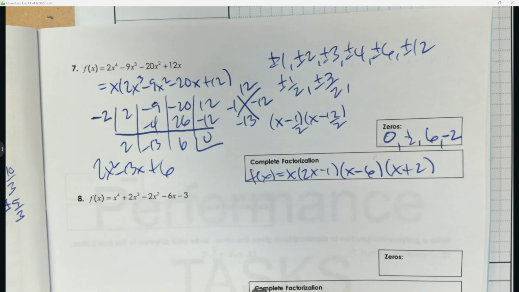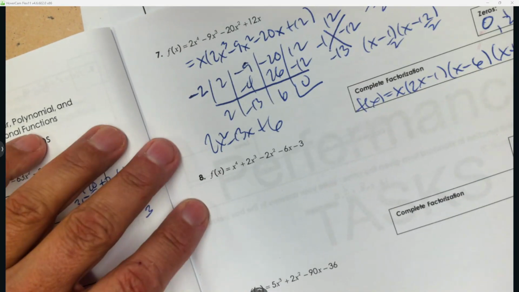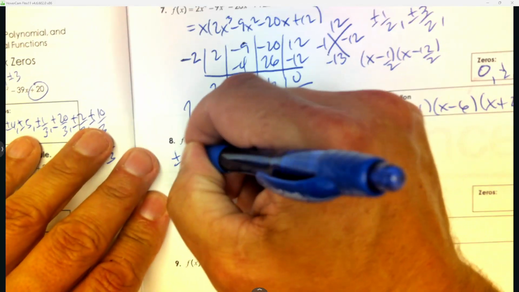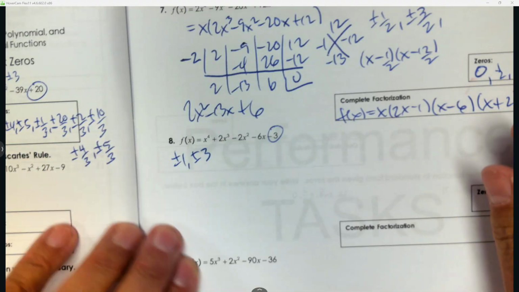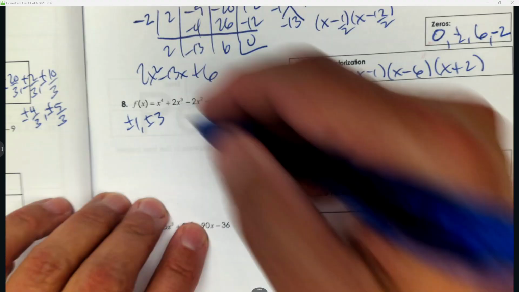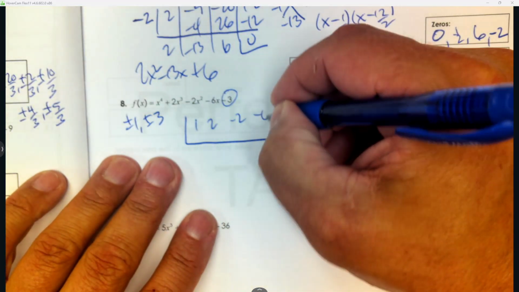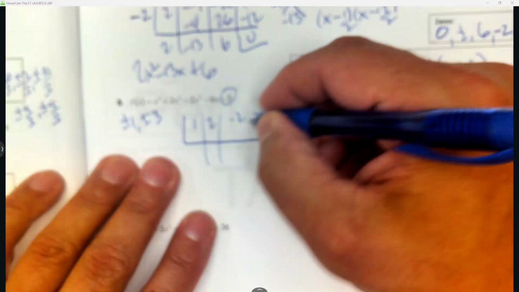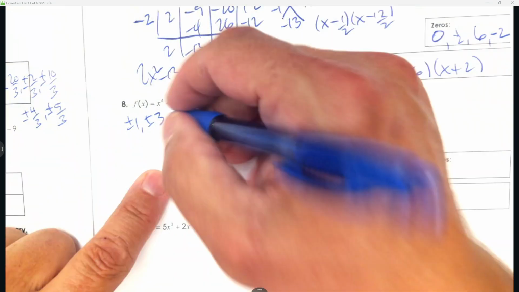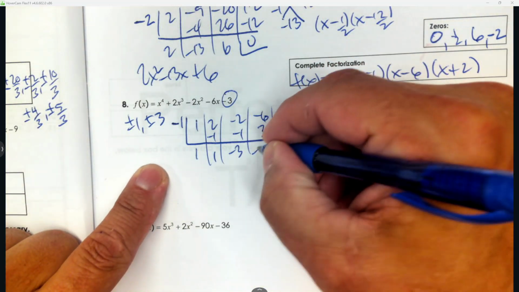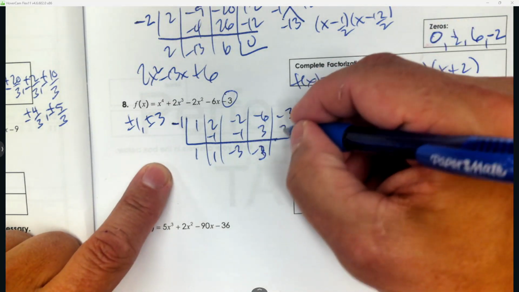All right, number 8. Again, not factorable, but the list is so small, which I like. So it's just the last number. So it's just positive, negative 1, and 3. Just double checking to make sure there's no zeros, which there's not. Positive 1 doesn't work. I'm going to try negative 1. And that works.